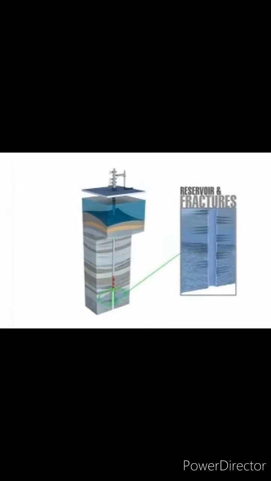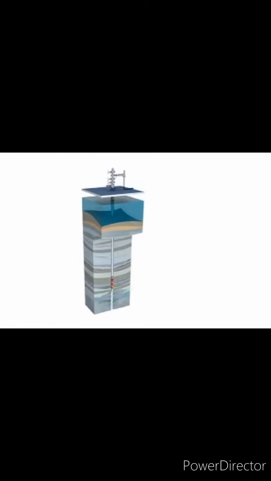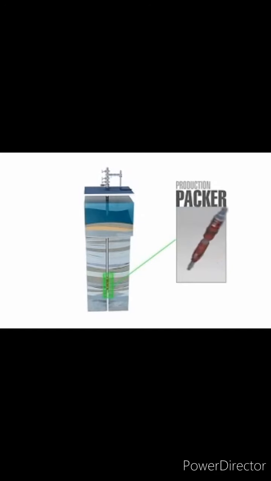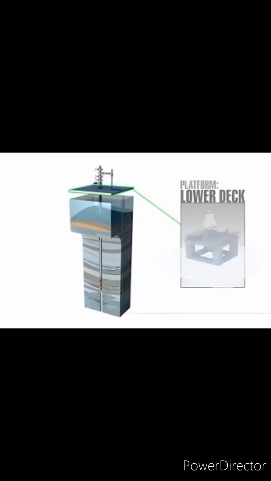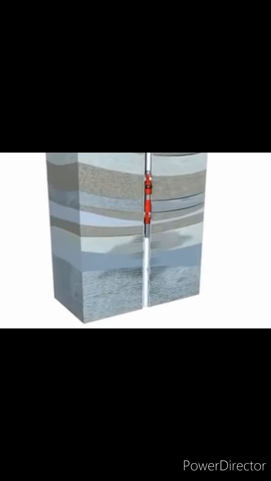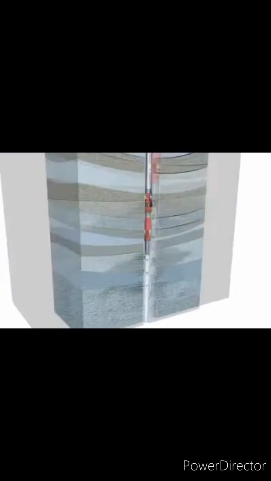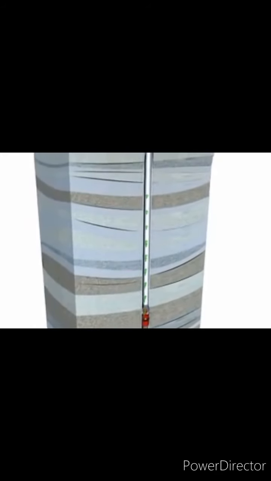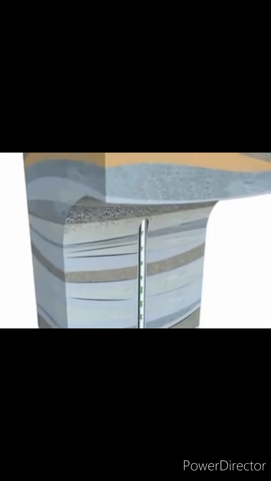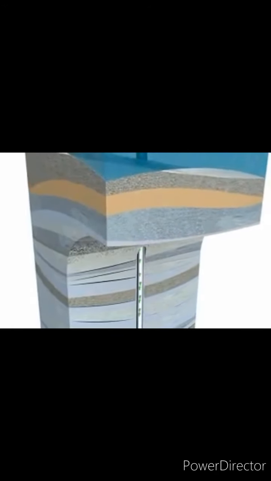In our diagram, we see the reservoir, production packer, the completion string, ocean and seabed, and finally the wellhead. The completion is the primary path from the reservoir to the surface. Oil and gas are sent into the tubing string from the reservoir and they travel through the tubing to the wellhead.